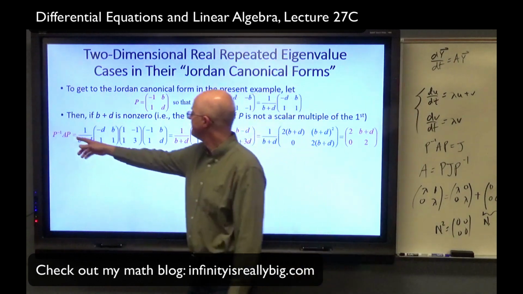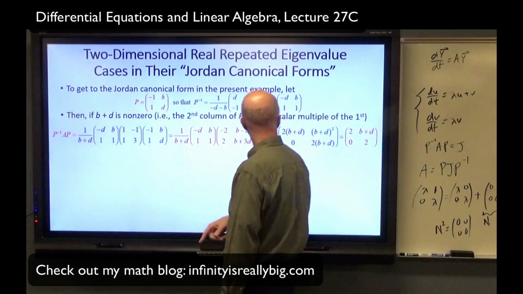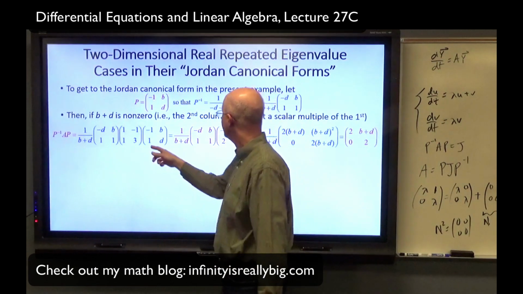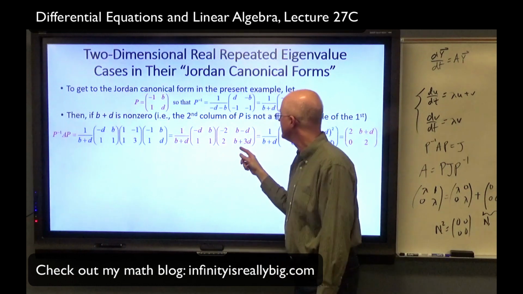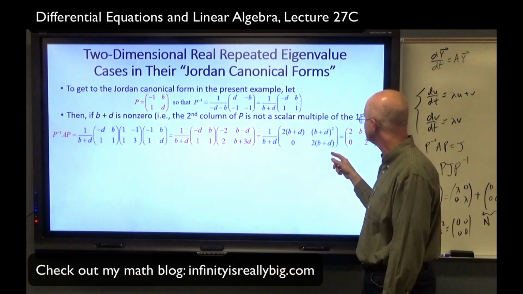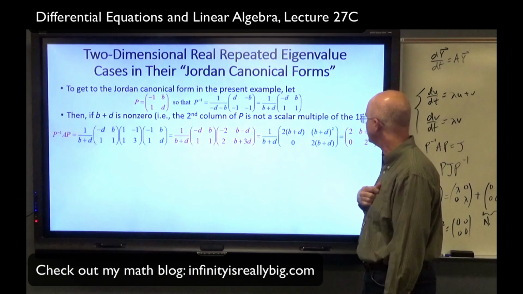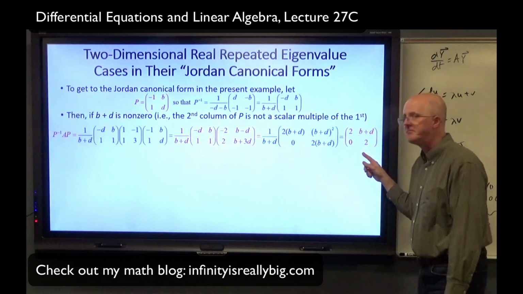So there's P inverse, there's A, it's our example, and there's P. Multiply these two, you get this. Multiply these two, you get this. Check it. Pause the video, check it. And that simplifies pretty nicely because you can cancel the B plus D's, and you get this.